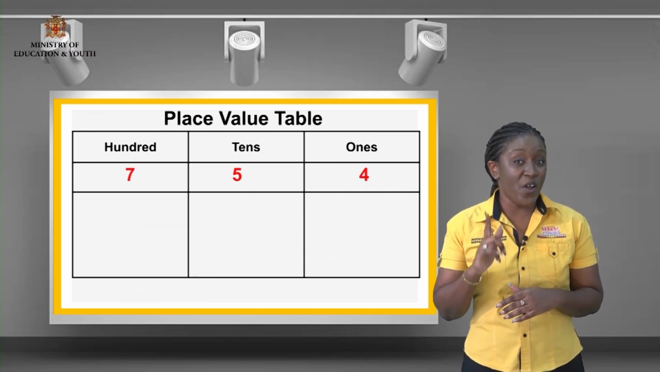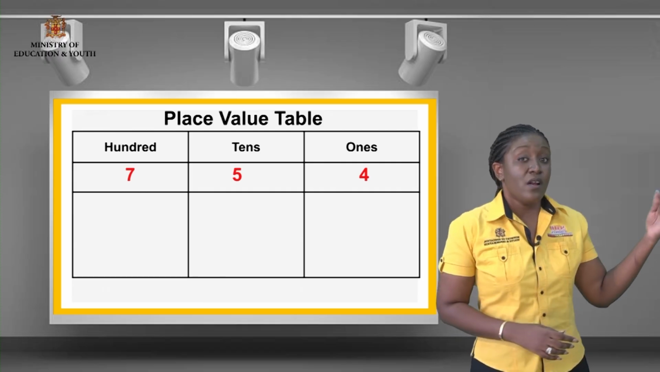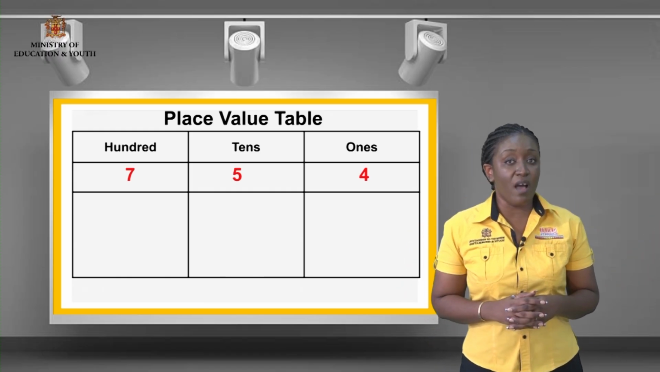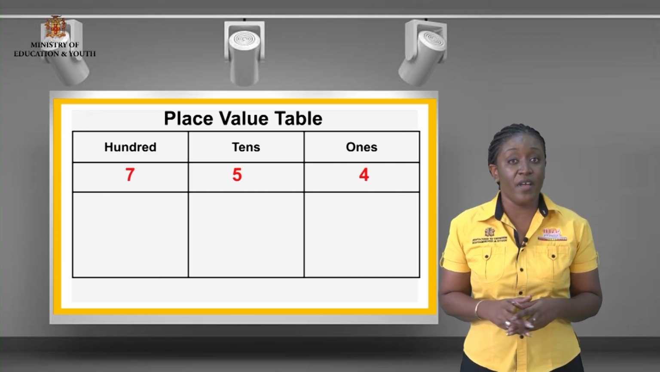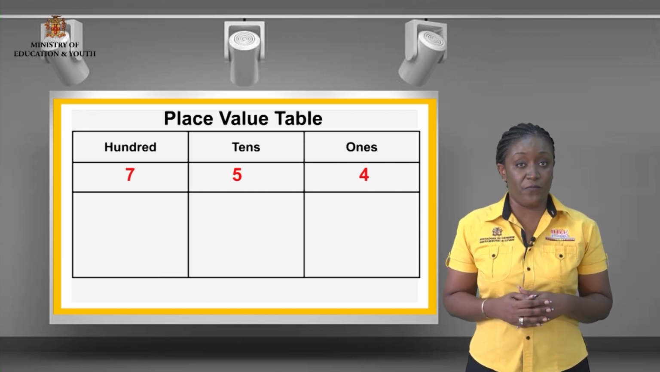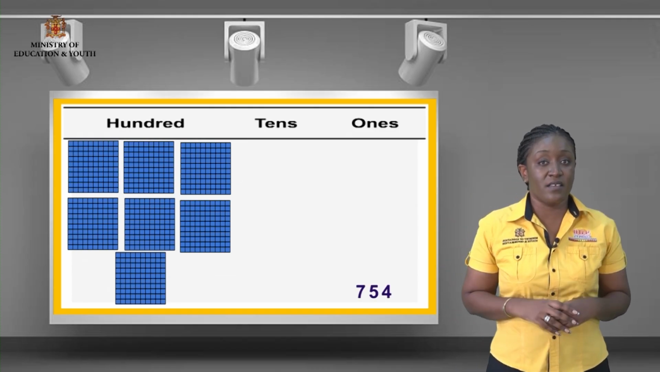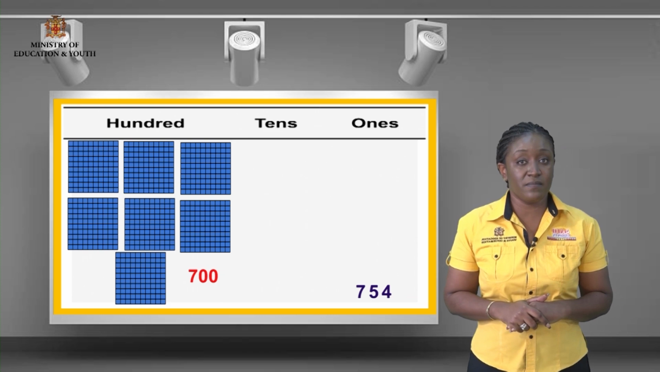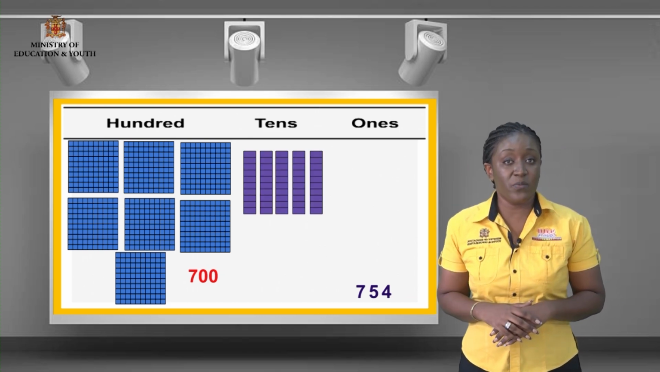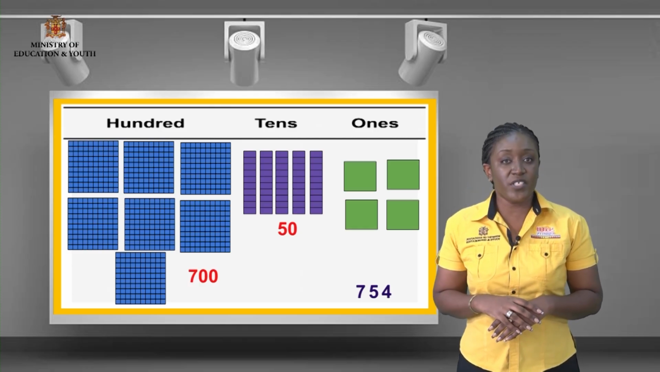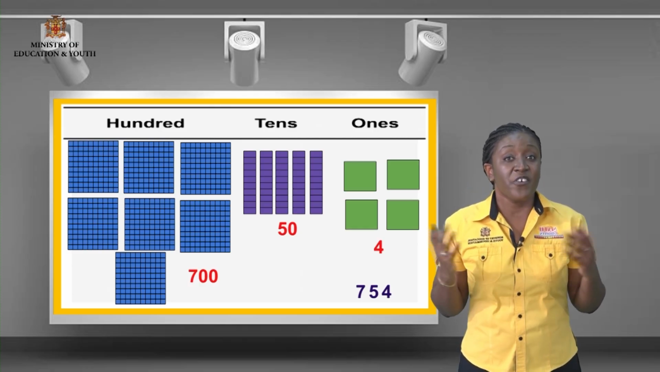Let's try another one. Look at this number. How can we use the blocks to represent our number 754? We will have to use 7 flats, which is 7 hundreds, 5 longs, which is 5 tens, and 4 units, which is 4 ones. Great job.